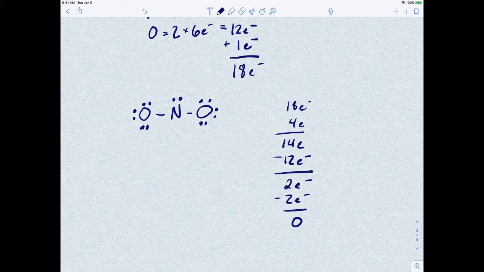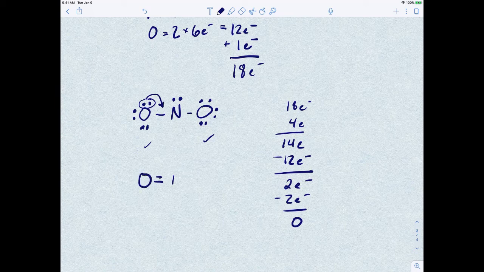Perfect. Now both oxygens have 3 lone pairs and 1 bond, so they're following octets. They're good. Nitrogen has 1 lone pair and 2 bonds, so it's got 6 valence electrons. We need an extra electron pair. So what I'm going to do is take 1 pair of electrons from the oxygen on the left and use that to form a double bond.